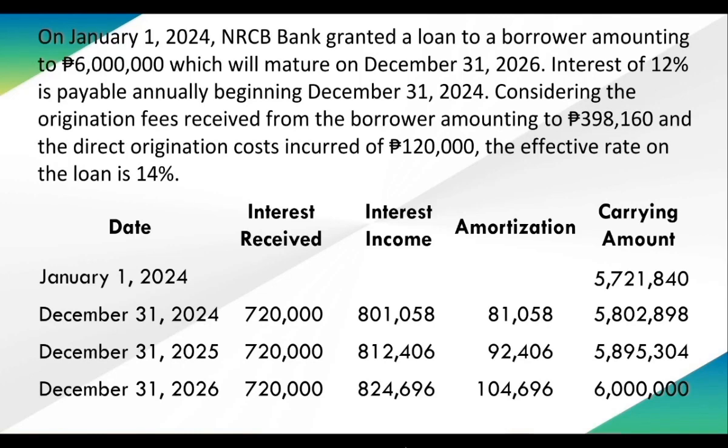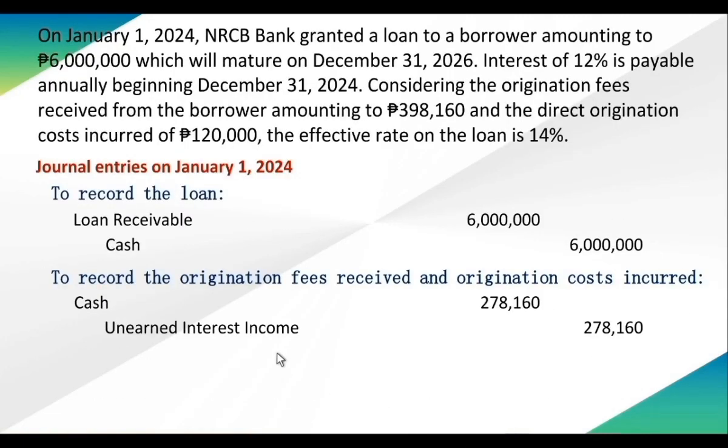Now that we have completed our table, let's double check. 81,058 plus 92,406 plus 104,696 equals 278,160, which is the balance of the unearned interest income we had recorded here on January 1, 2024. Otherwise, something is wrong in our amortization table.